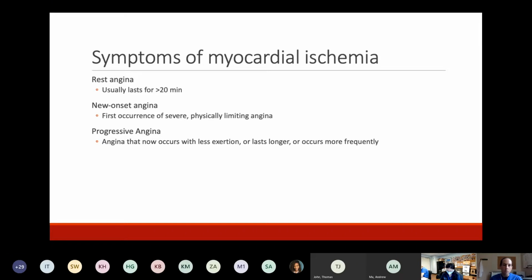You also get concerned with new onset angina. I guess anybody who has ever had angina has to have a first time it happens. But if the first time it occurs it's very severe and they feel like it's physically limiting them, that would be very concerning for myocardial ischemia. And then progressive angina. So this is the person who used to be able to walk up that hill. Now they get halfway there and get the same typical chest pain, or they make it to the top of the hill, but it now takes half an hour for the pain to go away instead of 10 or 15 minutes. All of this would be concerning if they were to come in to the hospital. It would be concerning for myocardial ischemia.